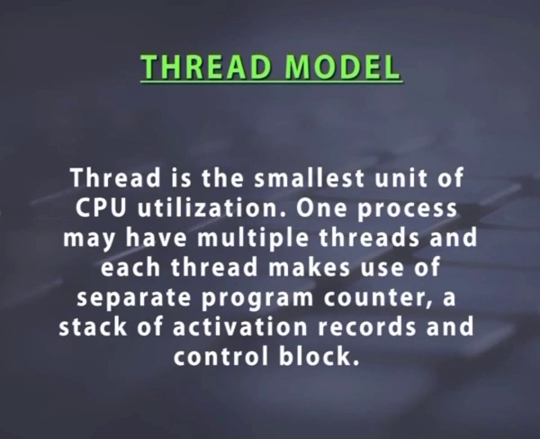Modern multi-threaded operating systems support multiple flows, also known as threads, in the application process. Thread is the smallest unit of CPU utilization. One process may have multiple threads and each thread makes use of a separate program counter, a stack of activation records and control block. However, address space, files and other resources are shared among sibling threads and parent processes.